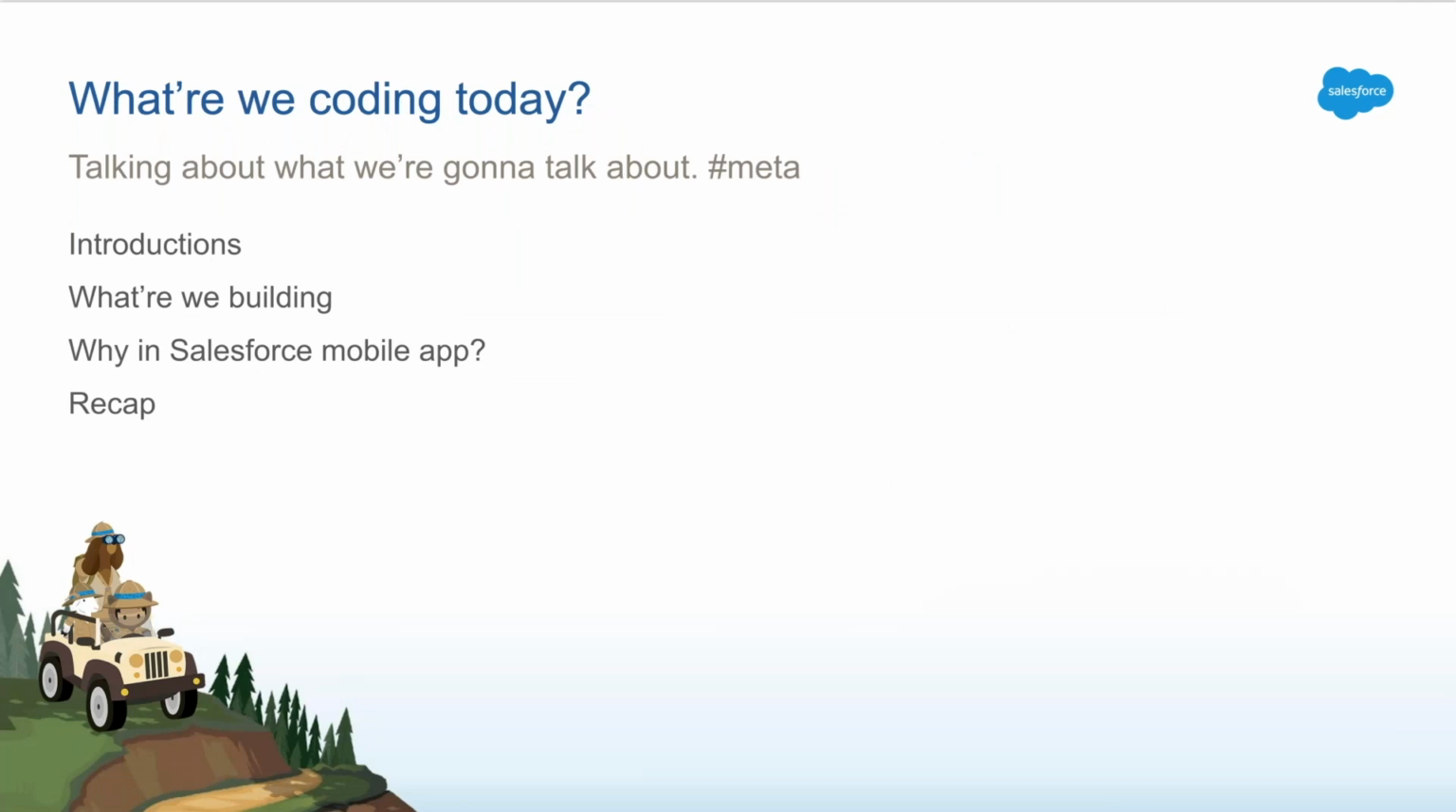Good morning, good afternoon, and good night, depending on where you are in the world. Once again, I am Kevin Poorman, aka Code Fryer, and today we're doing a Code Live with our special guest, Adam Daw. We're going to start off with some introductions, and then we're going to talk about what we're going to build today and why we chose to build that in the mobile app, and then we'll have some coding time. We're going to build something super cool, and then we're going to have a recap here at the end. So with that said, let's talk about our introductions.